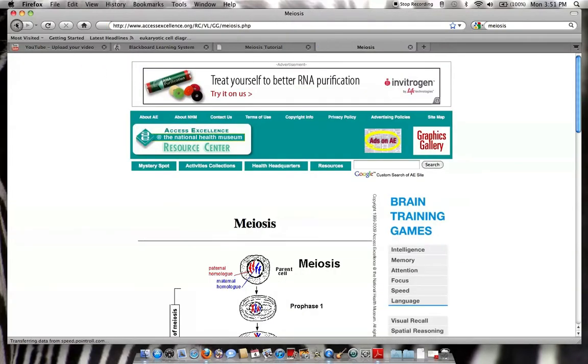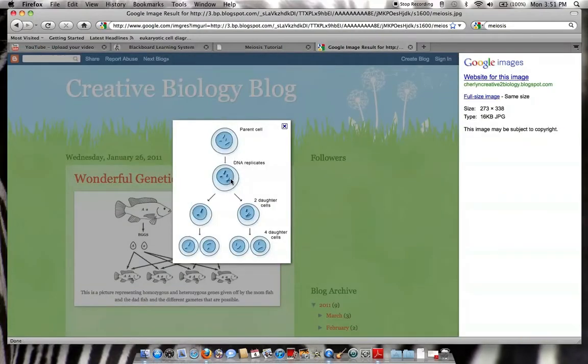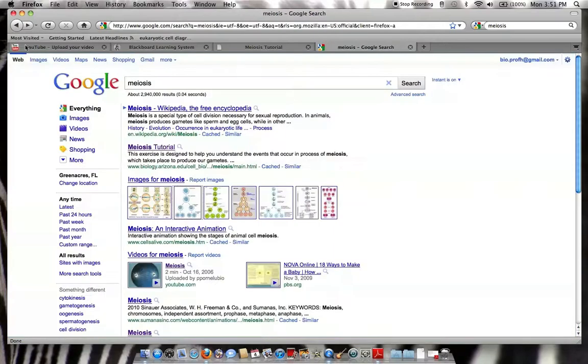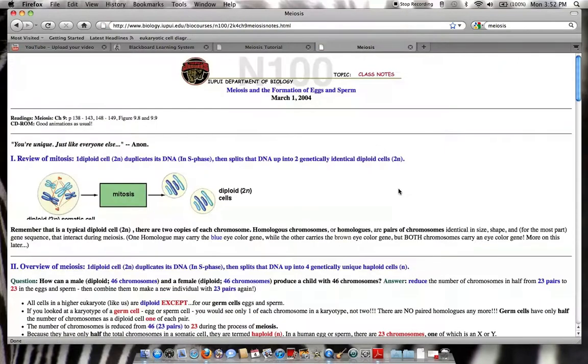Okay, so let's go back, find another picture, show you again. Parent cell, DNA replicates, goes through one phase of meiosis, then it goes through the second phase of meiosis, and you end up with your 4 daughter cells, which are called your gametes, containing half of the chromosome number. I'm really not happy with these. Here, let's try this one. Okay. Meiosis 2, it's talking about here. Let's see if we can find this one here.